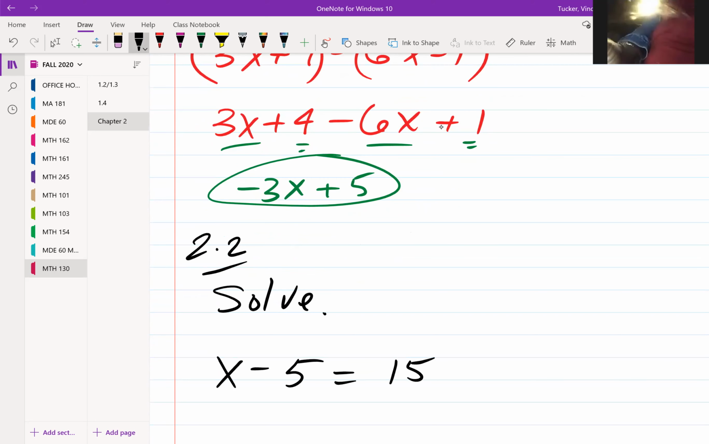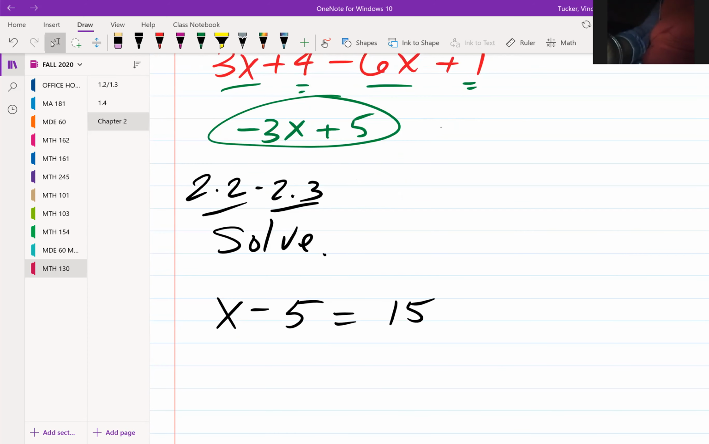All right, so we'll do a simple one of these first and make sure we compare what we just finished doing to what they're asking us to do in 2.2 to 2.3, solving equations. So if we did this in the video, but just making sure we have an understanding here.